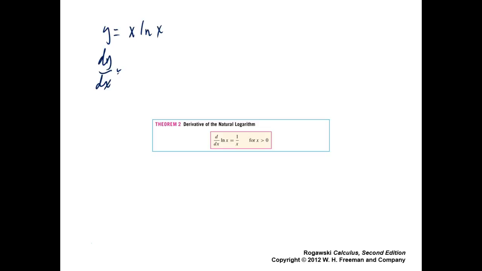So what are we going to do with that? How are we going to differentiate x log x? What's the first thing you notice about it? Okay, it's a product function, right? So we use the product rule. And how does that go?